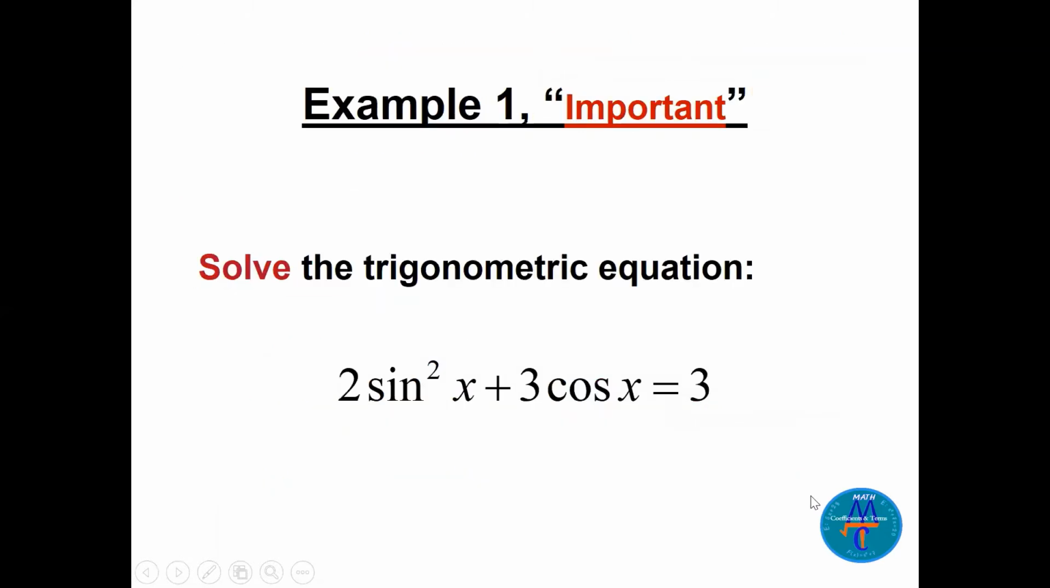So let's start directly with examples. Example number 1. Solve the trigonometric equation 2 sine squared of x plus 3 cosine of x is equal to 3. Clearly, we can see here that we have two functions in the same equation. So it's a good idea to make the same function so that we can factor it.